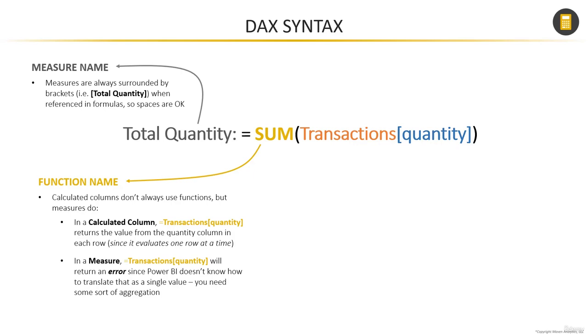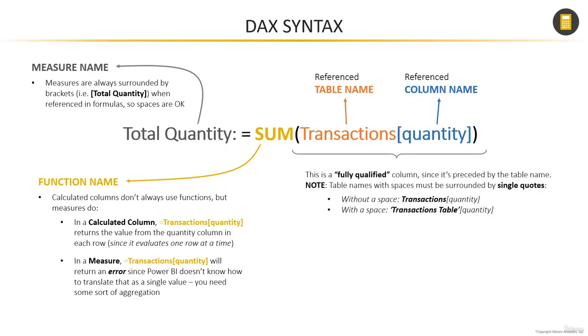And then the last two components here are the table name in orange and the column name in blue. And this particular example reflects what is called a fully qualified column, since it's preceded by the table name, and like we talked about when we were working with the query editor, table names with spaces should be surrounded by single quotes. Here's an example of what that would look like with or without a space.